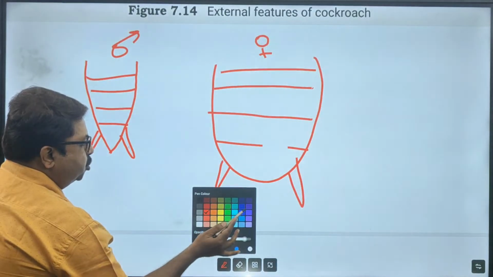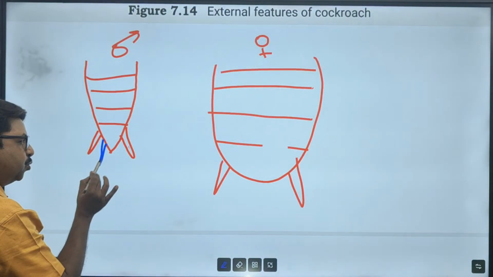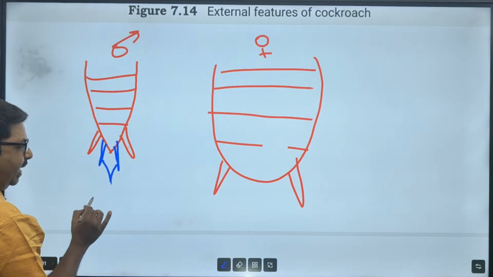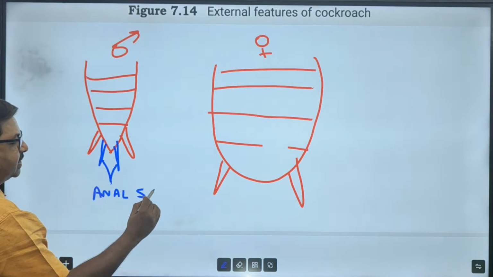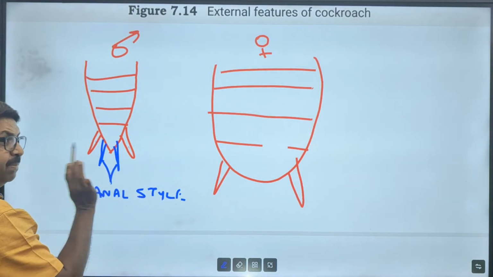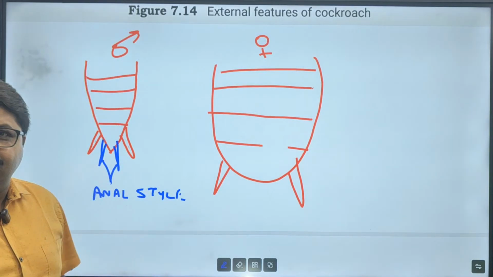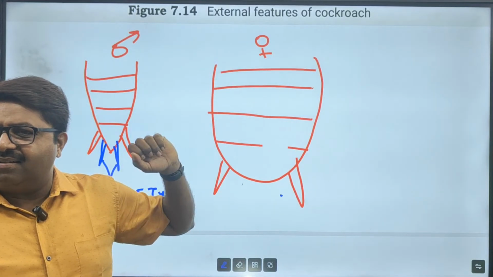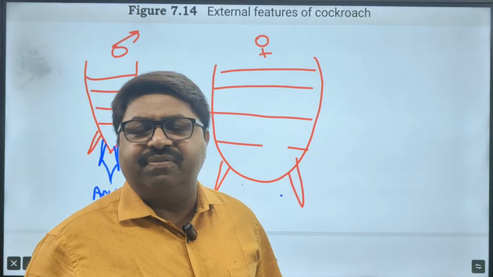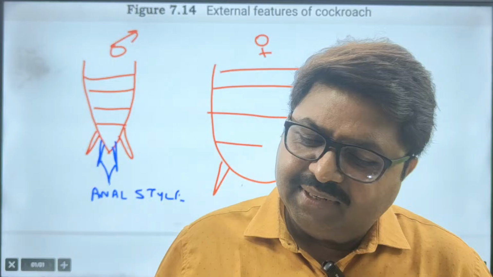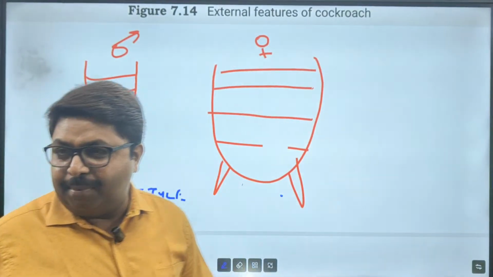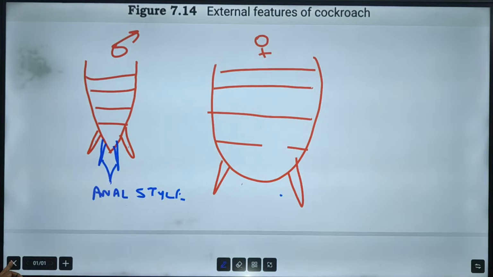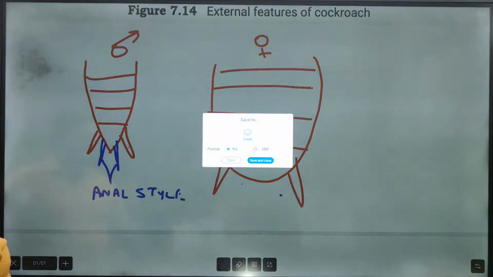But how can you say for sure? Along with these two anal cerci, they have got anal style. These two are anal style. If anal style is present, then it is male. No anal style, female. Clear? This is about the cockroach and the differentiation of male and female. Yogesh clear? Chondish clear?